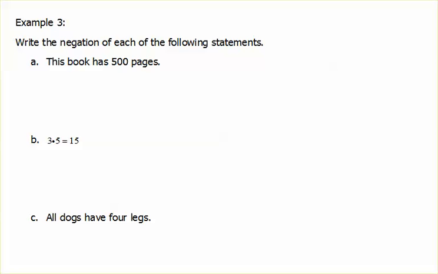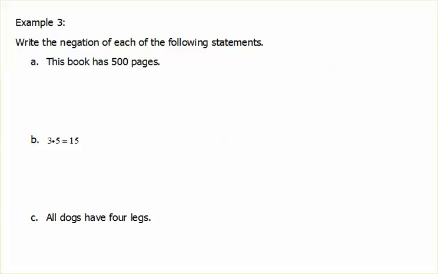For example 3, we actually sort of did some of this in the introduction, but I wanted to go through some more of it just to make sure that you're getting the hang of it because I know it can be very confusing. This says write the negation of each of the following statements. So we want to come up with a way of restating this so that we're saying the exact opposite. So that if something is true, it would be false. If something was false, it would be true.